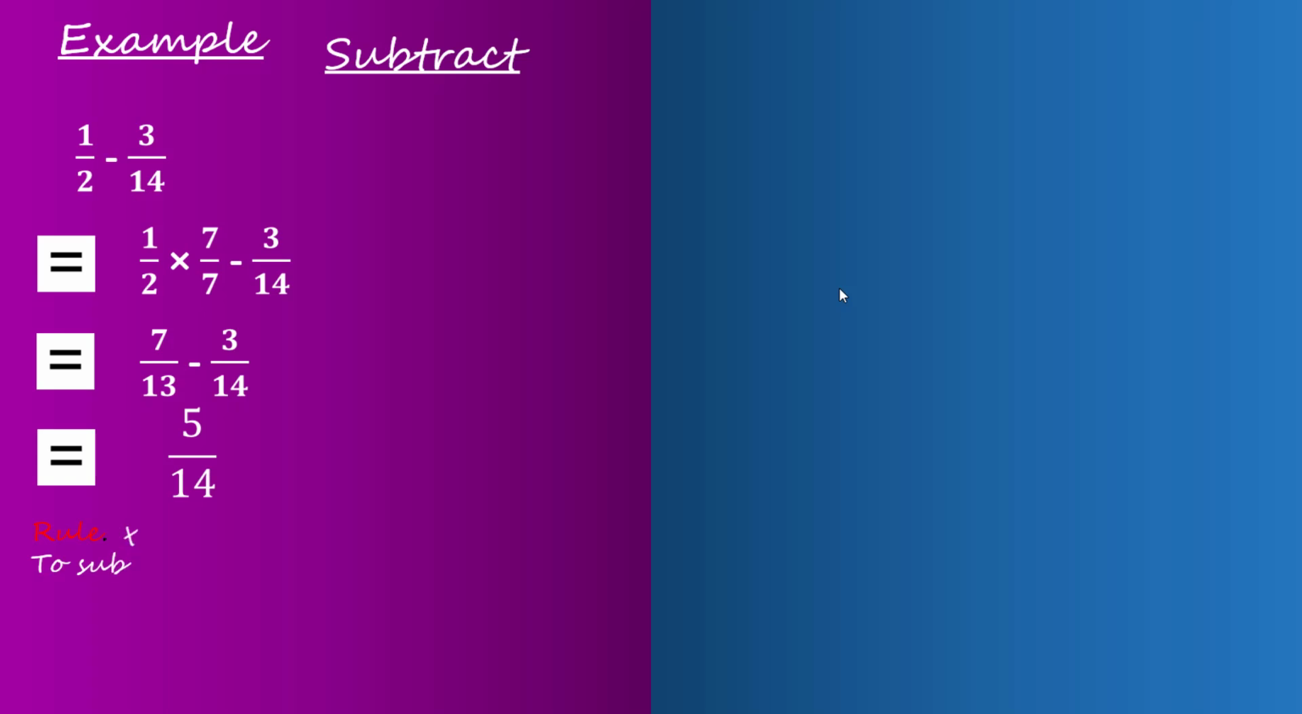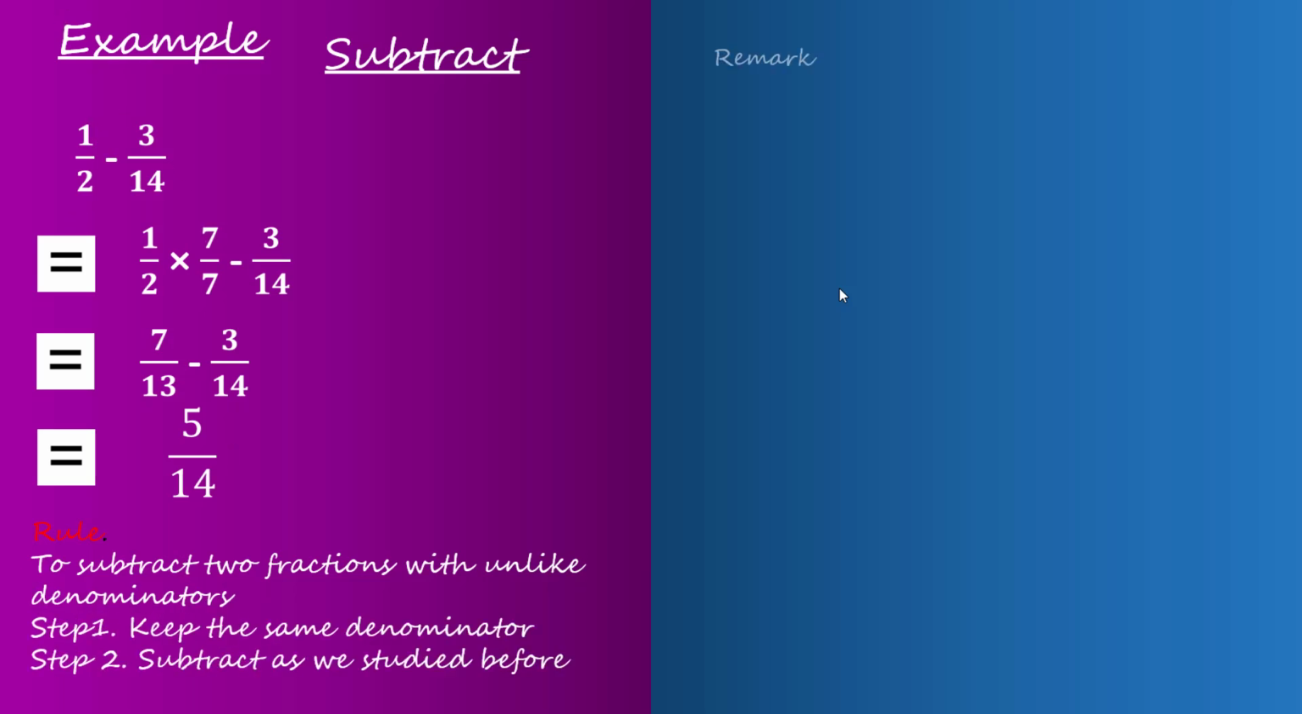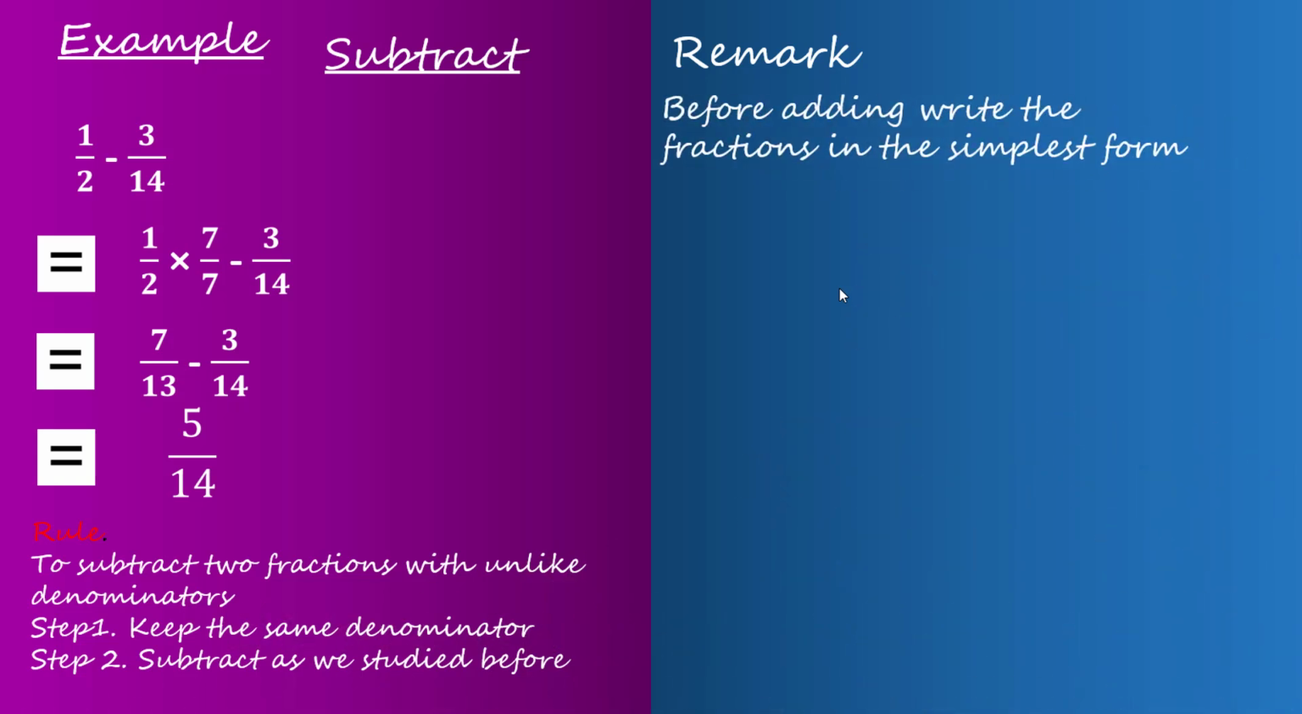Rule. Now we can deduce this rule to subtract two fractions. To subtract these two fractions with unlike denominators, just do two steps. Step 1, just here keep the same denominator, and step 2, subtract as we studied before. We can find a remark to subtract two fractions before subtract or before adding. Write the fractions in the simplest form.